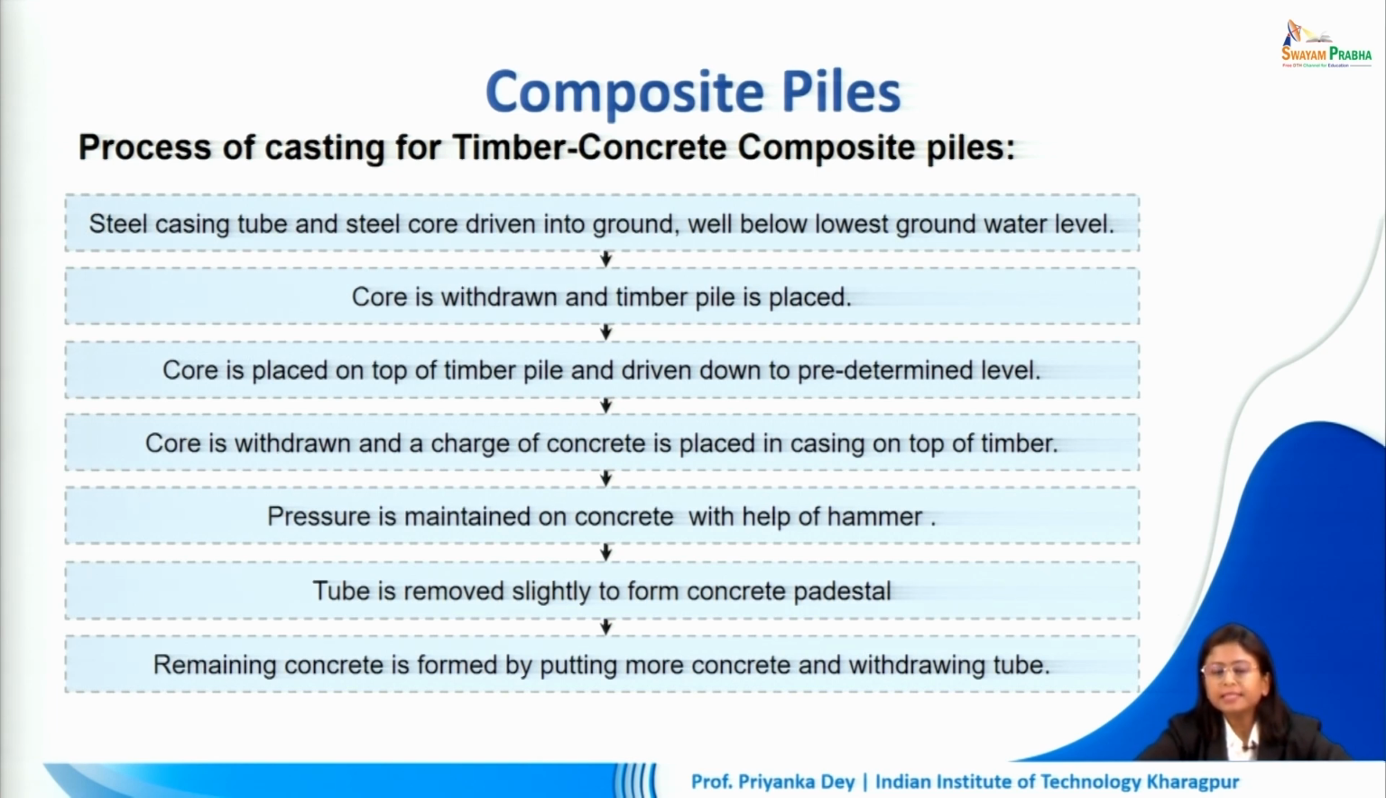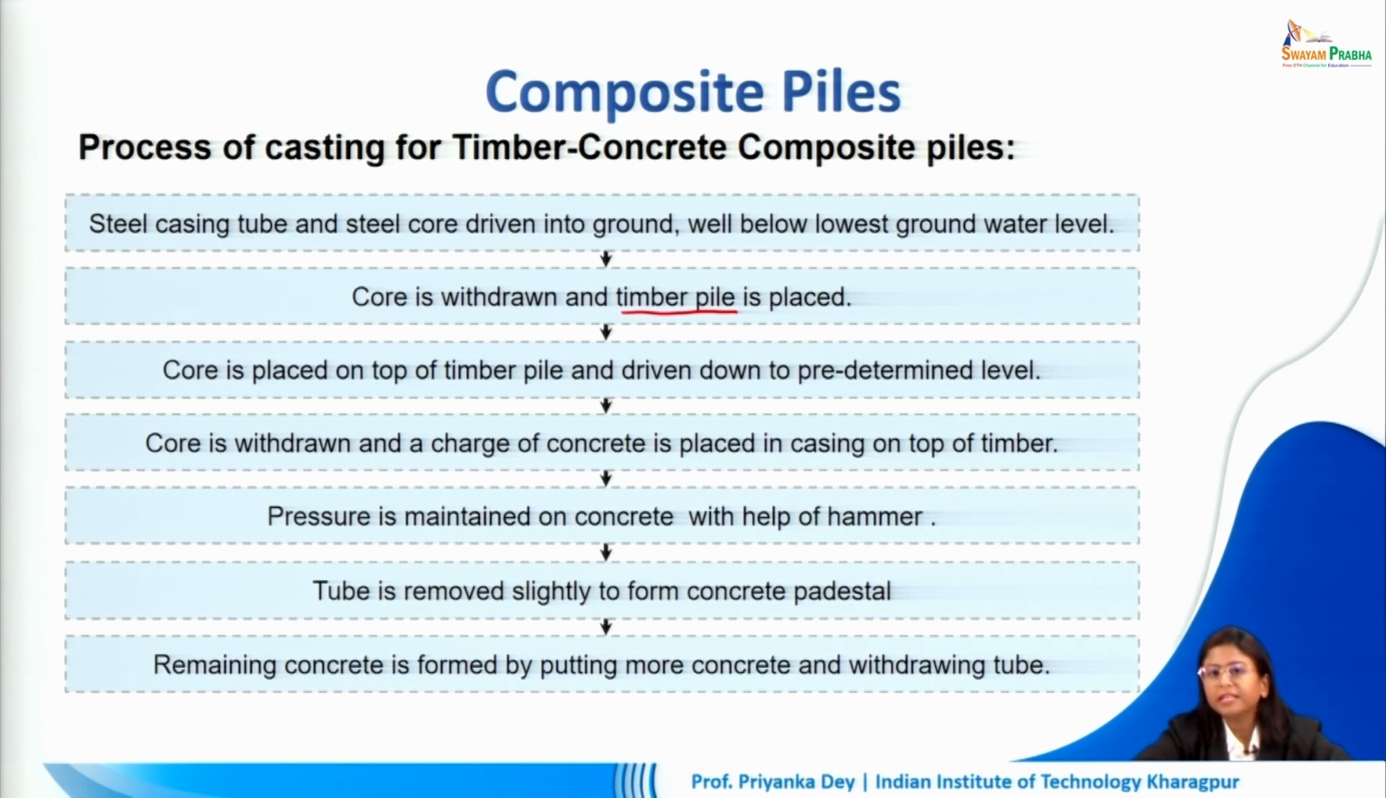The steel casing tube or steel core is driven into the ground until we reach the suitable depth. The core is then withdrawn and timber is placed in. So we are using one timber pile and inserting it. The core is placed again on top of the timber pile so that we can drive the timber pile to the desired depth. This is exactly why we needed an iron ring on top to protect the timber pile while it is being driven. The core is withdrawn and the charge of concrete is placed on top.